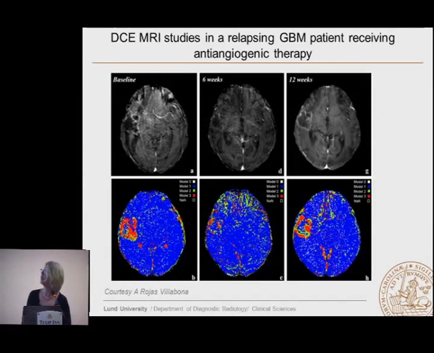So DCE perfusion has also been used to look at these patients. And here's a patient that had been treated again with antiangiogenic therapy. You could see the initial study at baseline, where you have some enhancement and perfusion abnormalities. Six weeks into therapy, the contrast enhancement is slowly fading away, and you see much less perfusion abnormality and normalization. And then when the patient is progressing, you see again an increase in the perfusion abnormality with an increase in cerebral blood volume and blood flow.